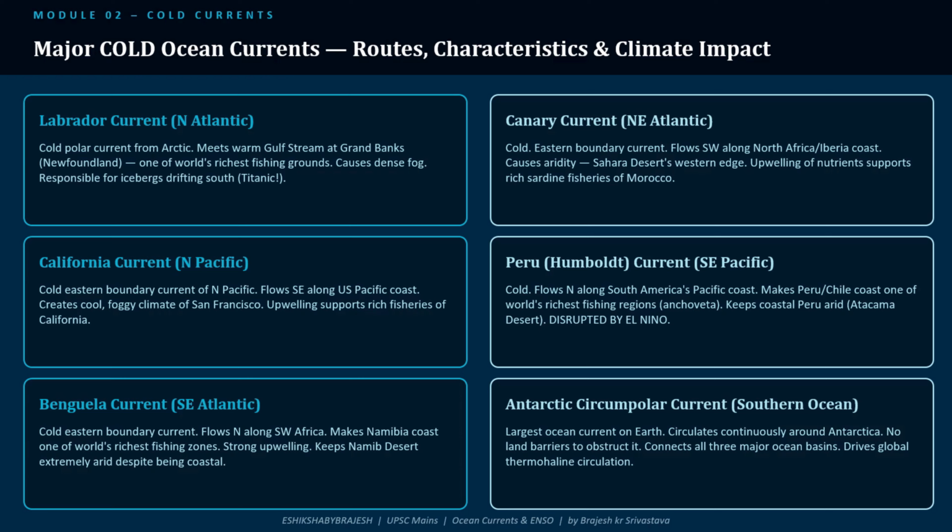The California Current flows southeast along the US Pacific coast: California, Oregon, Washington. Same mechanism as the Canary Current, a cold eastern boundary current, it creates the characteristic cool, foggy climate of San Francisco despite it being at a relatively warm latitude. It also drives upwelling that supports California's rich fisheries.